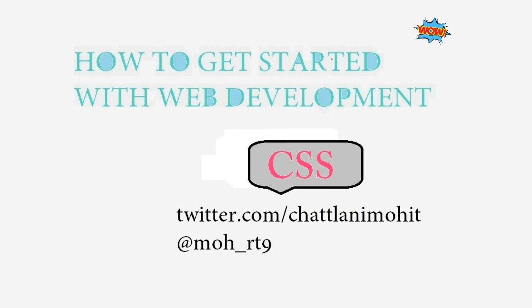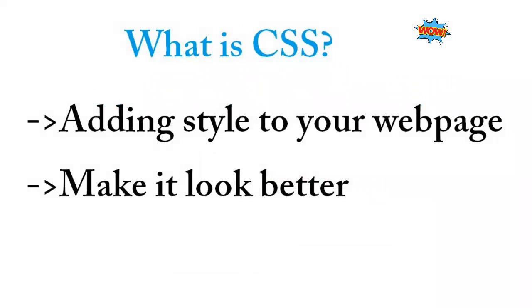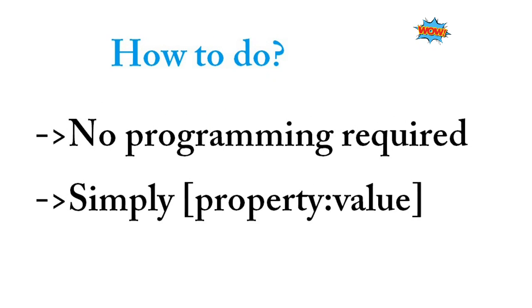So I'm back with another video on CSS. So what is CSS? HTML basically provides a basic structure to your web page, but CSS adds styling to it. It makes it look better. So how to implement CSS? Basically no programming is required to implement CSS, and simply there are two parameters, that is property and value, and we have to set those two parameters.